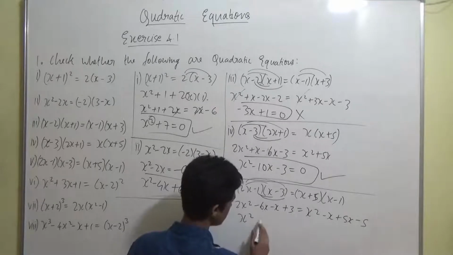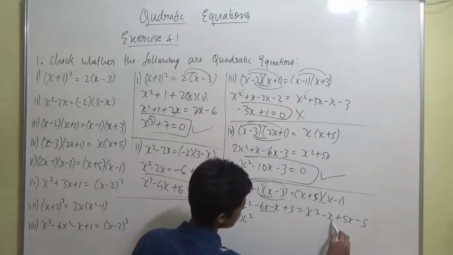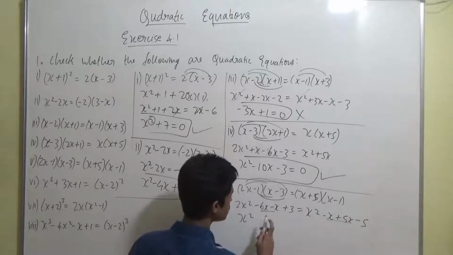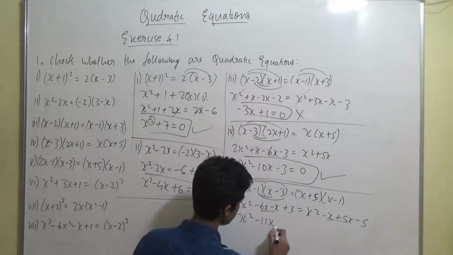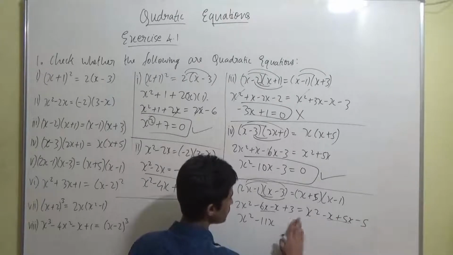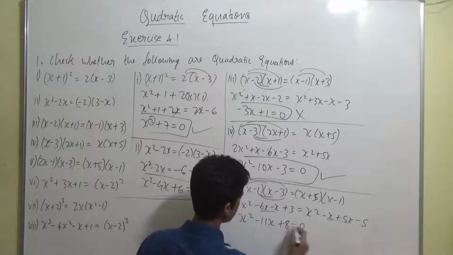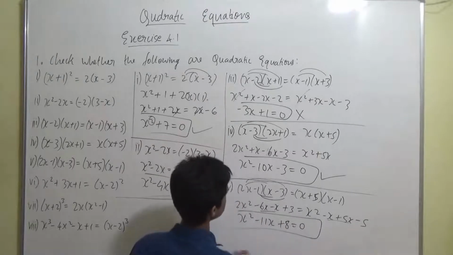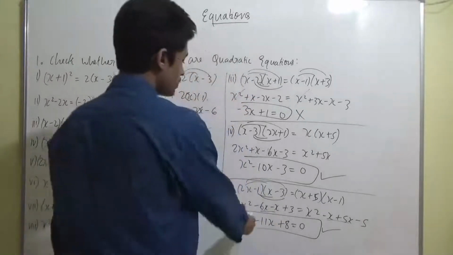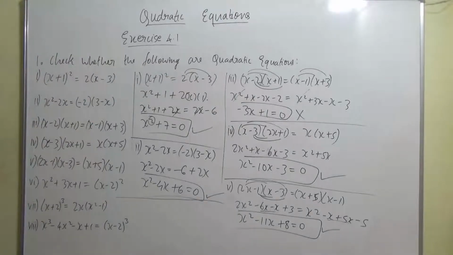It's going to become x square. This will become minus 7x. And here it is plus 4x. Minus 7x plus 4x when it comes here becomes minus 4x. It's going to become minus 11x. Getting it, guys? And when minus 5 comes here, it's going to become plus 5. It's going to become plus 8, equal to 0. So this is the quadratic equation, because the highest degree in this equation is 2. Right, guys? Now let's go to the sixth sub question.